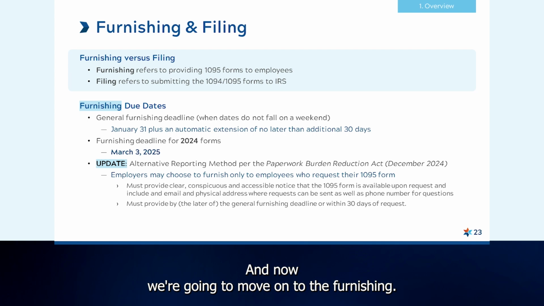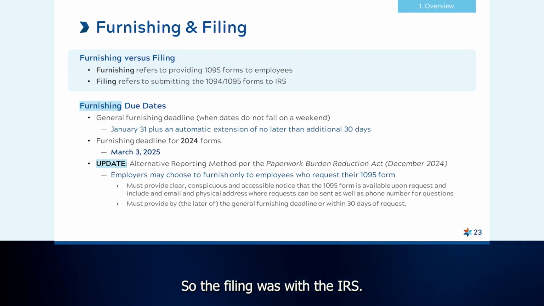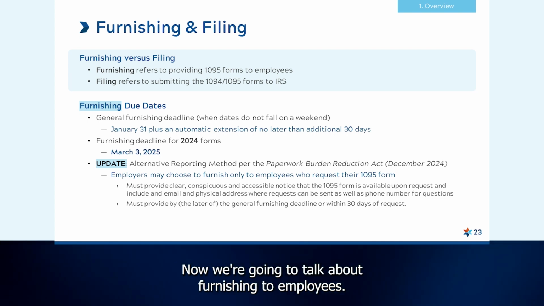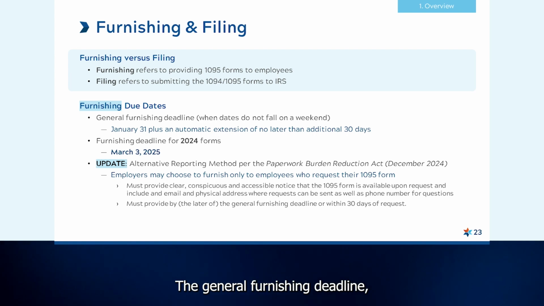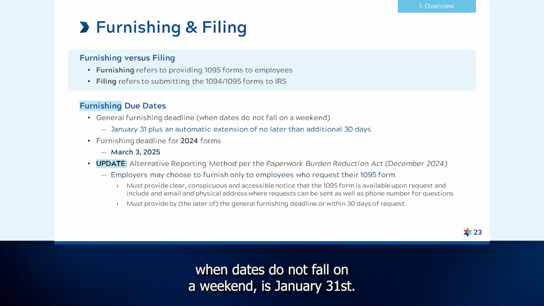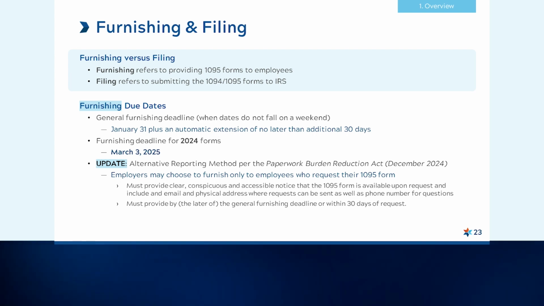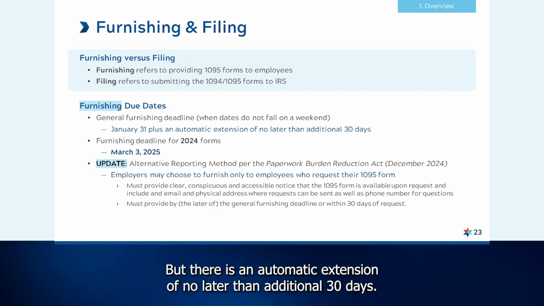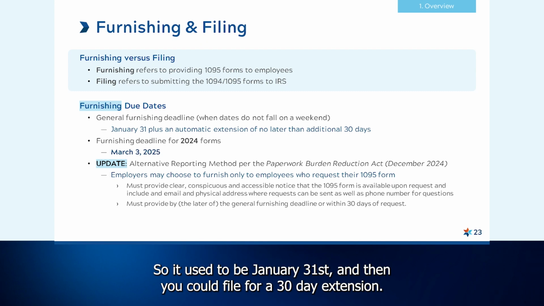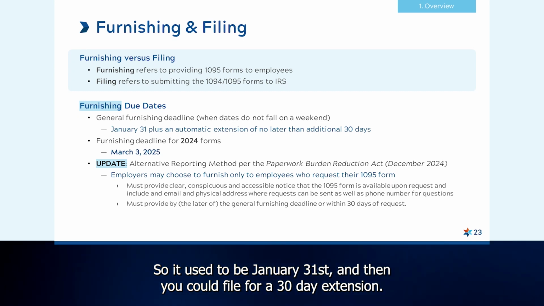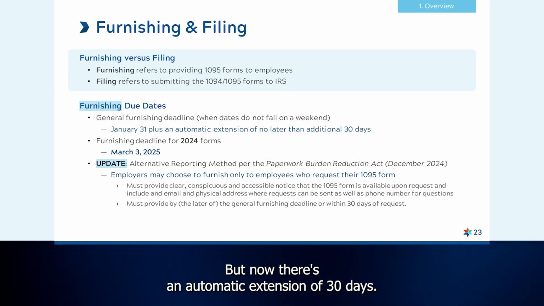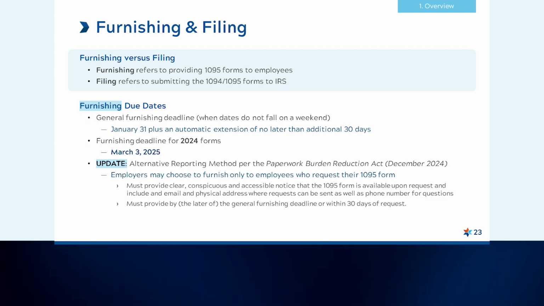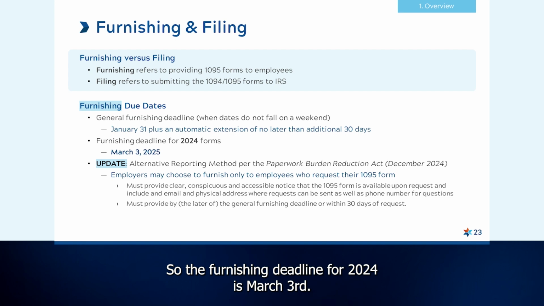And now we're going to move on to the furnishing. So the filing was with the IRS. Now we're going to talk about furnishing to employees. The general furnishing deadline, when dates do not fall on a weekend, is January 31st, but there is an automatic extension of no later than an additional 30 days. So it used to be January 31st, and then you could file for a 30-day extension, but now there's an automatic extension of 30 days. So the furnishing deadline for 2024 is March 3rd.